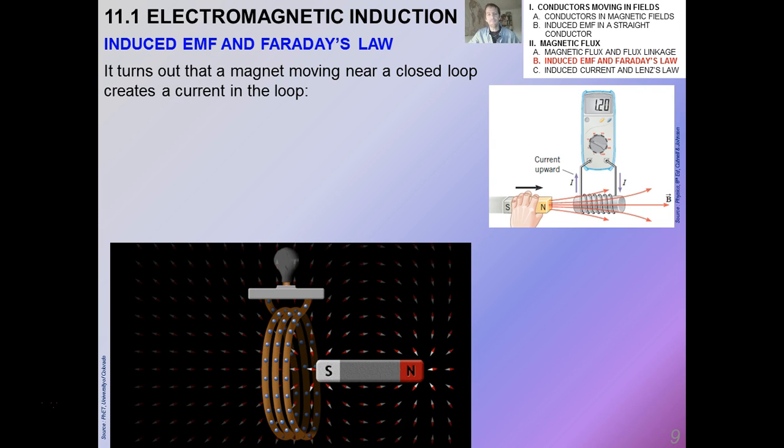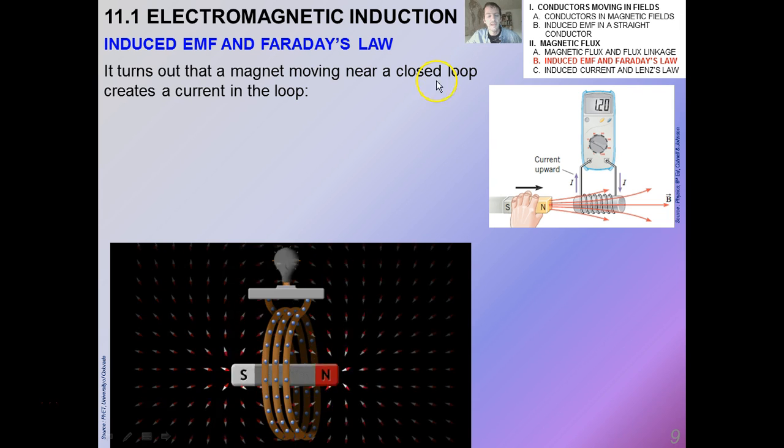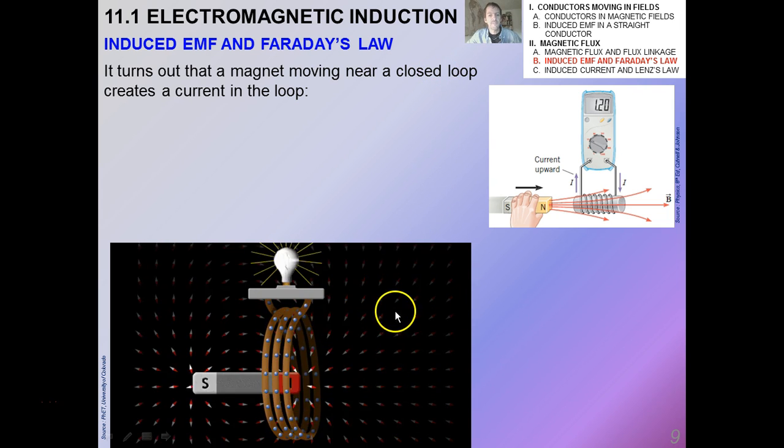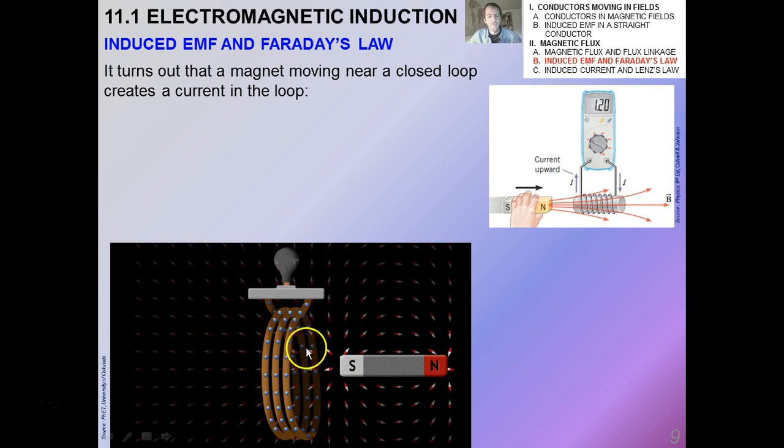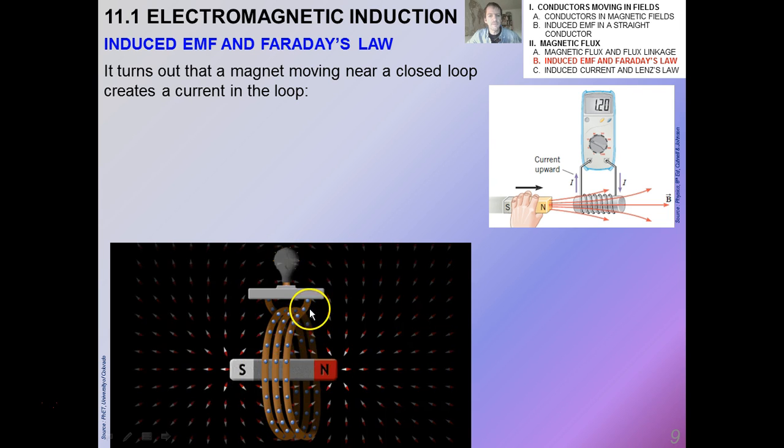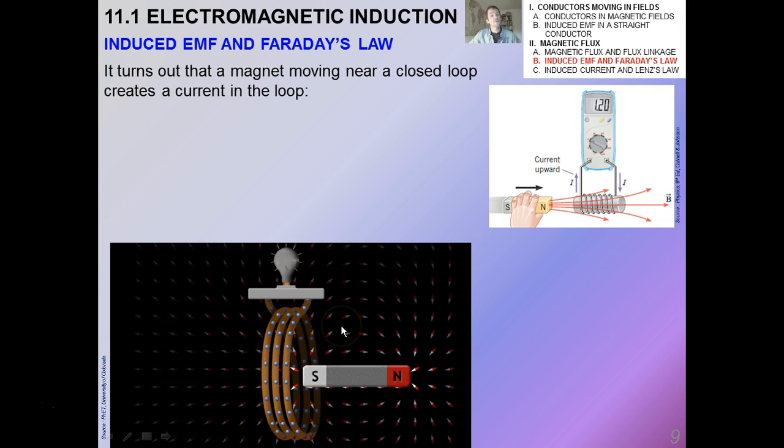And it turns out that a magnet moving near a closed loop creates a current in that loop. Now the loop has to be closed, okay? It has to be a circuit. But you can see from this PhET simulation here that as I move the magnet in and out of this particular cross-sectional area, there ends up being a magnetic force on the free electrons in that wire, which of course is a current.